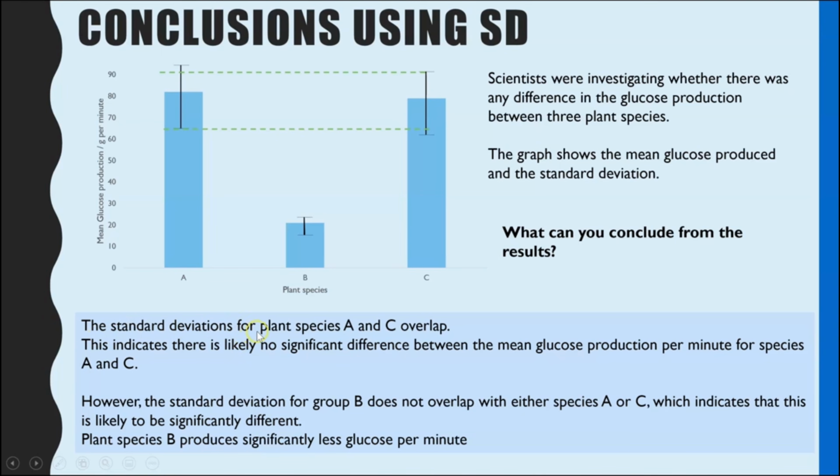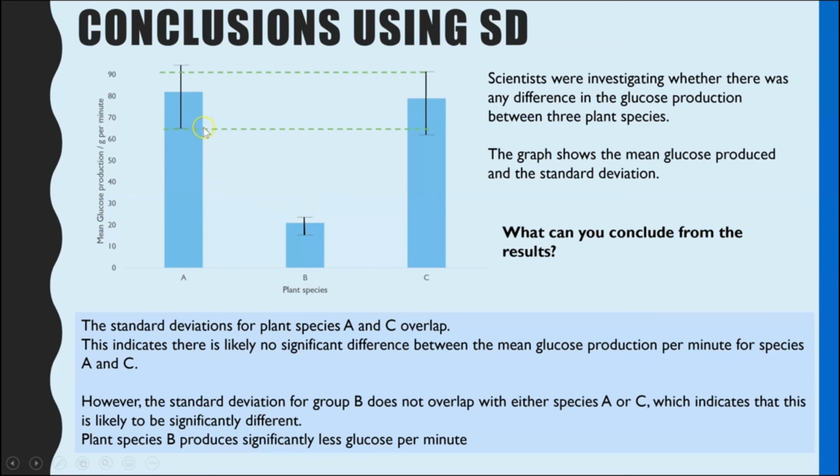The standard deviations for plant species A and C do overlap. Then you go on to say what that means. So this indicates that it's likely there is no significant difference between the mean glucose production per minute for species A and C. However, the standard deviation for group B does not overlap with other species, so it doesn't overlap with A or C, and that indicates that it's likely to be significantly different.